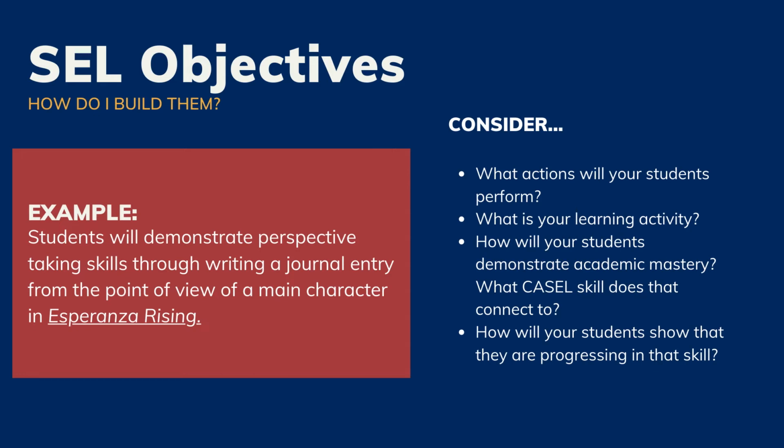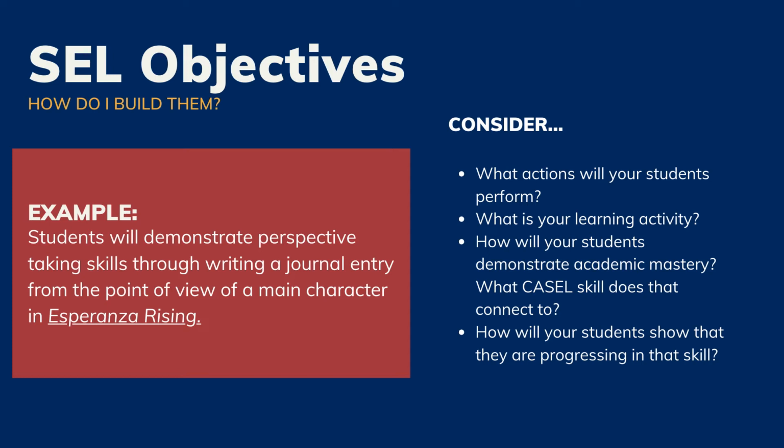I built this objective by taking a few considerations into account. First, I asked myself what actions or activities the students are performing in this lesson. In this case, the students are evaluating a character's perspective to write a narrative from their point of view. This activity assesses a student's comprehension of the text as well as their ability to write a short narrative. But in clarifying that activity, I can see the connections to CASEL competencies, which leads me to the question of how my students are demonstrating mastery and what skills that demonstration connects to.